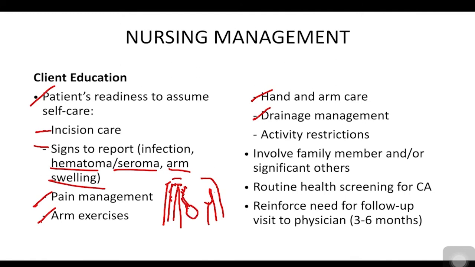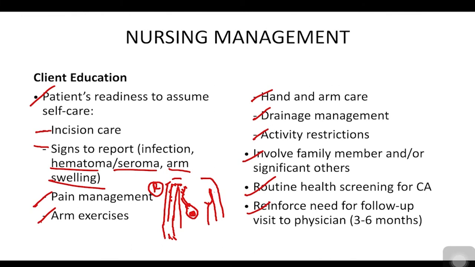Activity restrictions, ano yung mga hindi pwedeng gawin? So strenuous exercises. Initially, after operation, you can't put IV sites on the affected side. For example, this is the right side of the patient. Avoid using it for IV lines. Use the other arm kasi it may cause swelling or pamamaga on that area. Involvement of family members, routine health screening for cancer, and reinforce the needs. Initially, critical yan for 3 to 6 months post-operation to do a care plan.